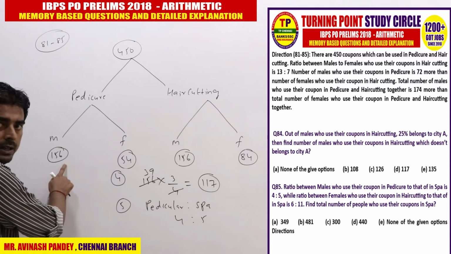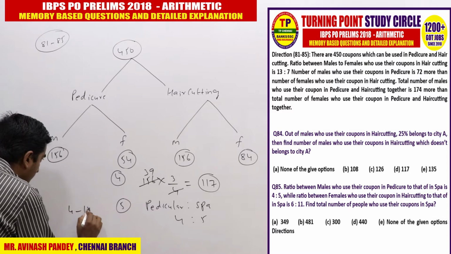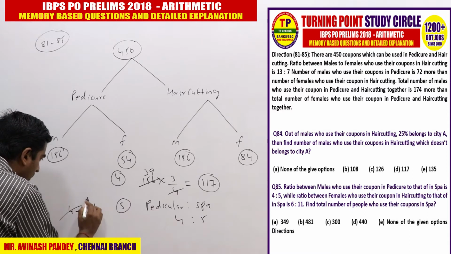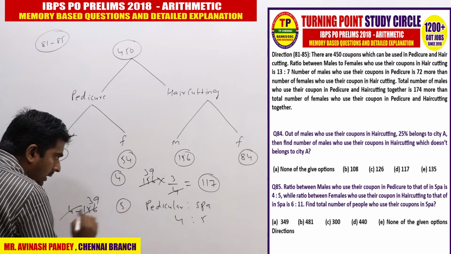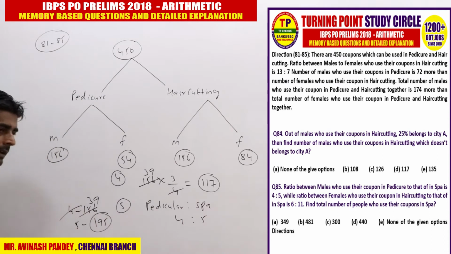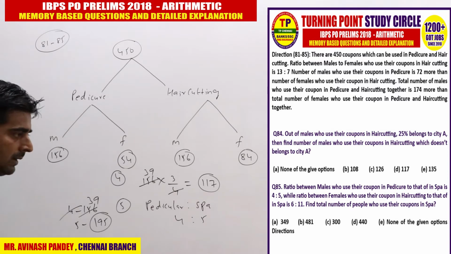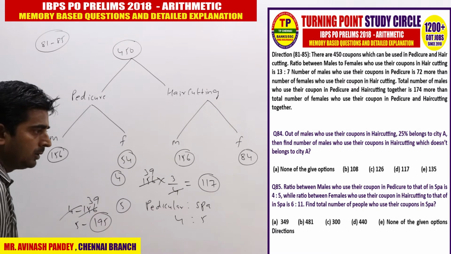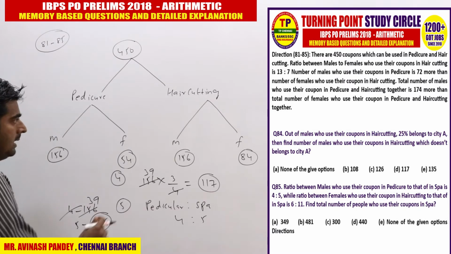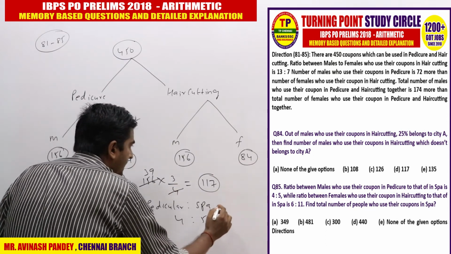Males we got how much in pedicure? 156. So can I say 4 parts is nothing but 156. What is 1 part? So 4 3s are 12, 39. Then what about the spa part? 5 parts, 39 into 5, 195. Right? So for my first case, my answer for males in spa is nothing but 195. Second case, the ratio between females who use their coupon in hair cutting to that of spa is nothing but 6:11. Hair cutting, what is the value of female? 84, right? So here I am writing 84.